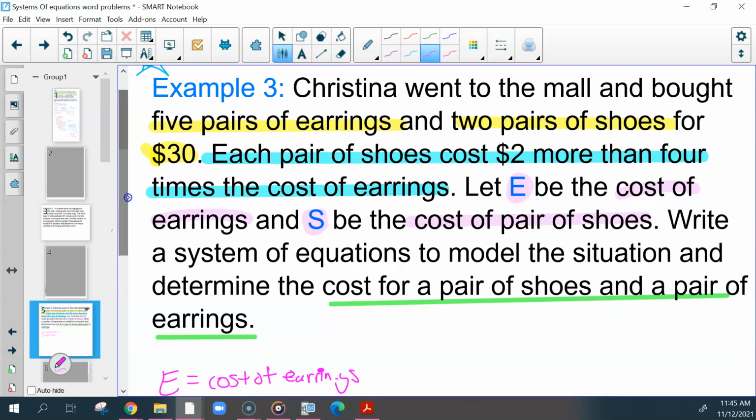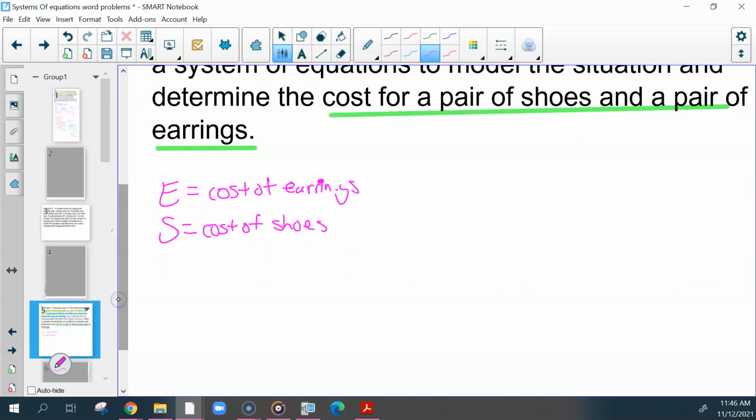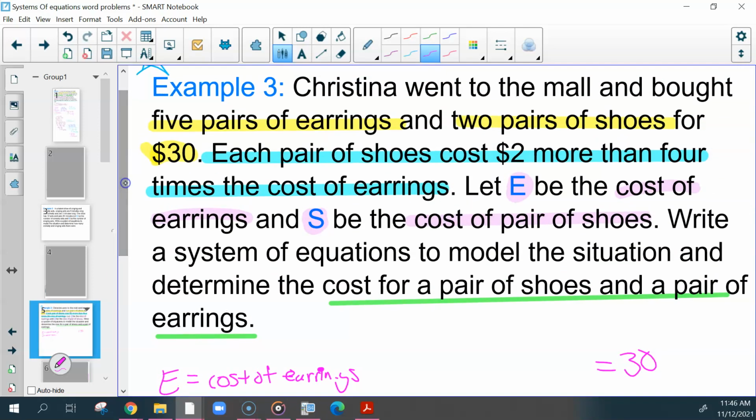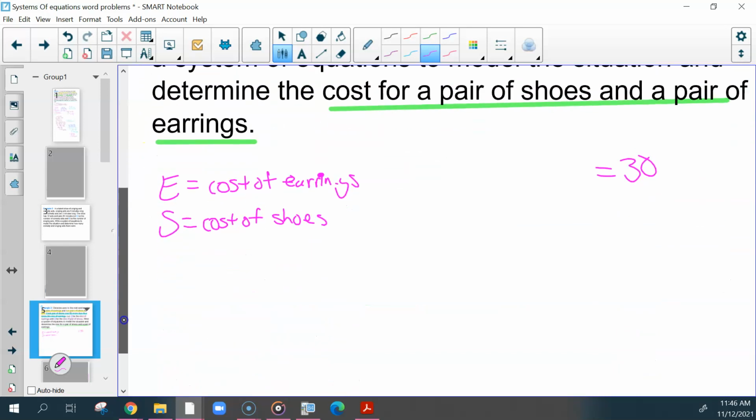In this one, they do give us one total, that's 30. We know one of our equations is going to equal 30. How do you think we would write that one? Not quite, because that would just be if I bought one pair of earrings and one pair of shoes. How many of each did I buy? 5. So 5E and 2S equals 30.